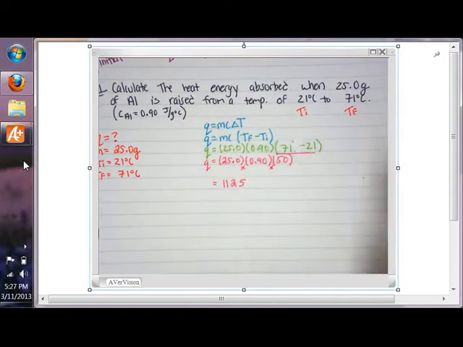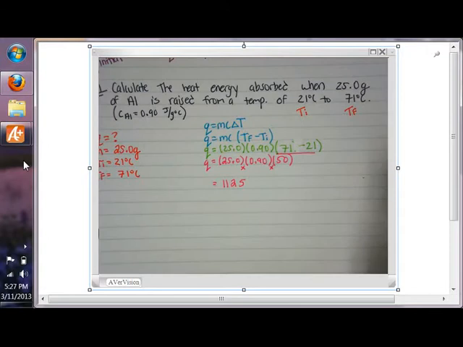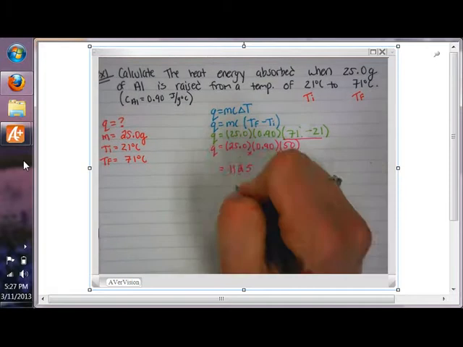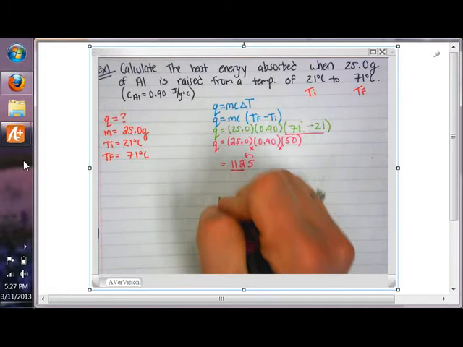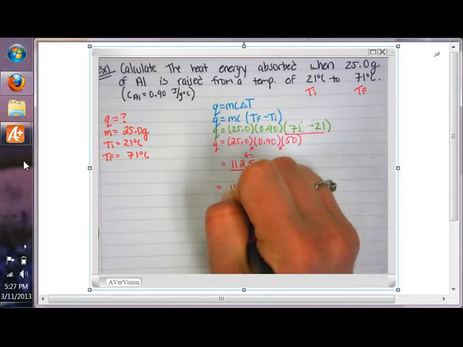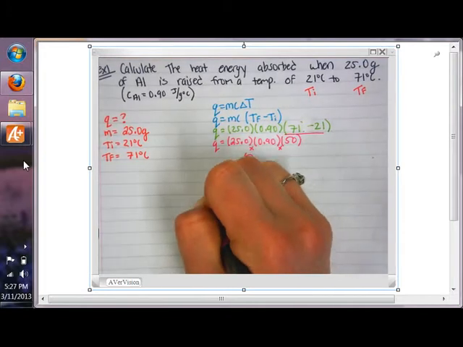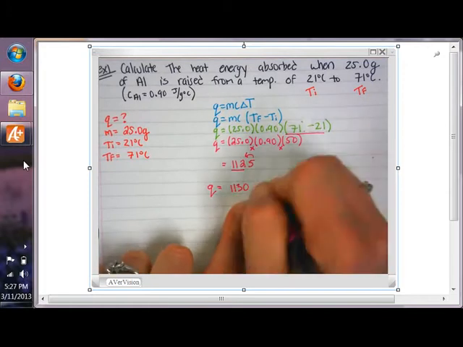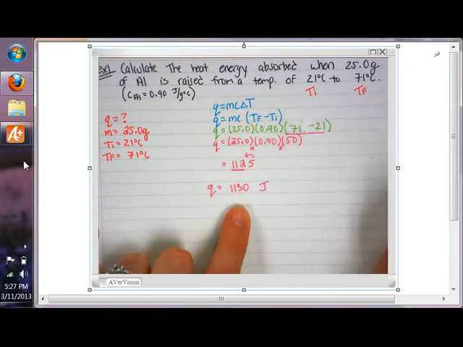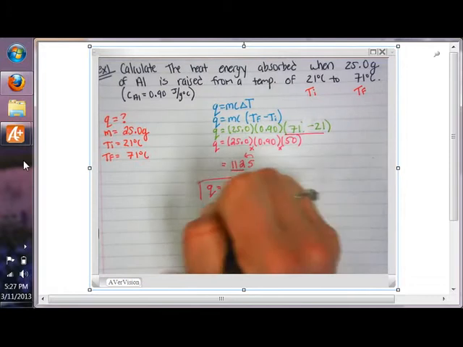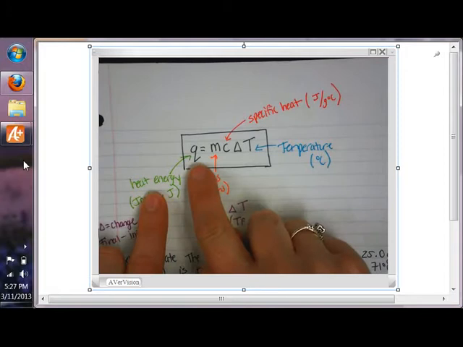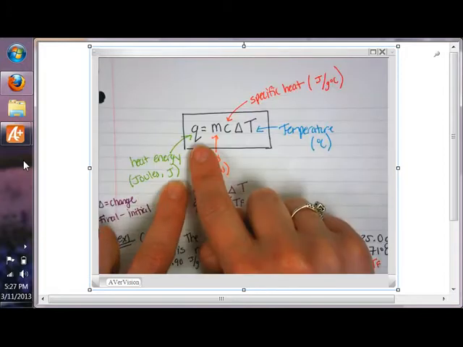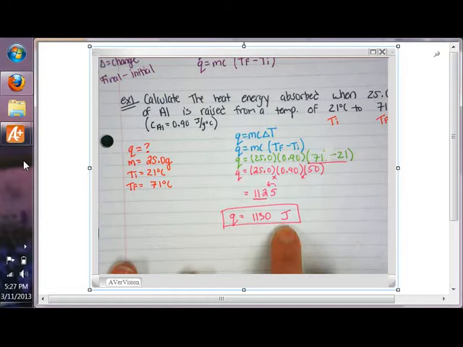1125. Since you guys have a sub and it's going to be difficult for me to do sig figs on this, I'm just going to tell you guys to give everything 3 sig figs for these problems. So that gives you 1130. So Q equals 1130, and it's joules, capital J. So notice once again, they wanted heat energy, which is Q, and the units of Q are in joules. That's why I said joules.